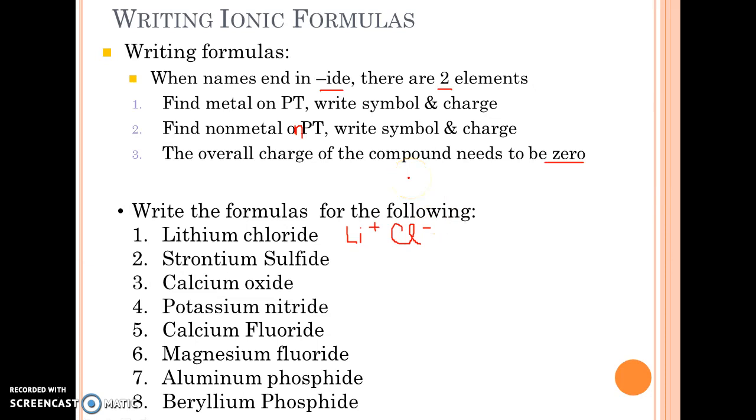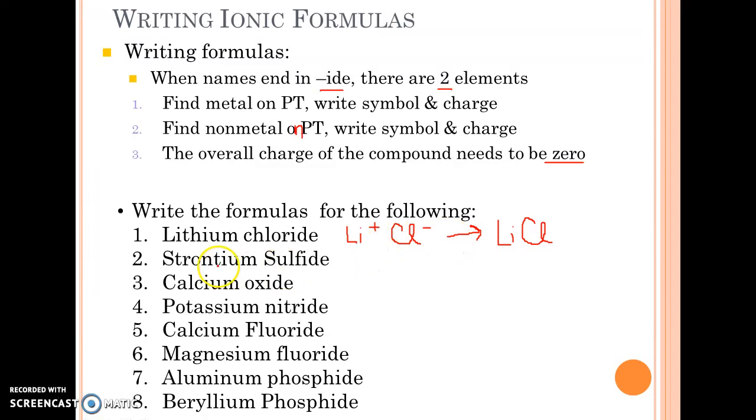So I followed steps 1 and 2. I found the metal, I wrote its symbol and charge. I found the nonmetal, and I wrote its symbol and its charge. Now I'm on step 3. I want the overall charge of this compound to equal 0. Well, if I look here, I have a +1, -1, so our charges equal 0. Therefore, if I want to write the chemical formula, I have 1 atom of lithium, and I have 1 atom of chlorine, so I simply write LiCl, lithium chloride.